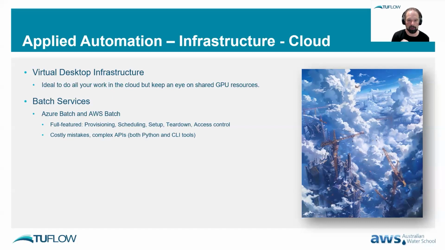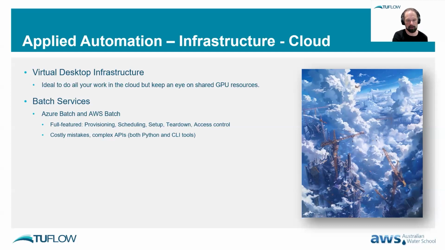Another thing to talk about when you look at cloud compute, and it's not so much virtual desktop infrastructure, but trying to run many machines at the same time, look into Azure Batch and AWS Batch. They're really full-featured. They solve problems like the provisioning, which means getting VMs up and running, the scheduling, the setup of the VM, the teardown, which means getting everything off again, and access control, so getting access to all the stuff you've set up. But keep in mind, mistakes on them are costly. You can spend a lot of money by spinning up a lot of hardware you don't need, so test a lot and test small. And they do have complex APIs. So this is definitely not for everyone.